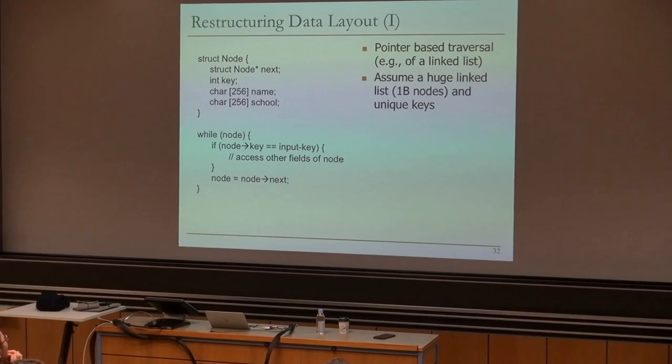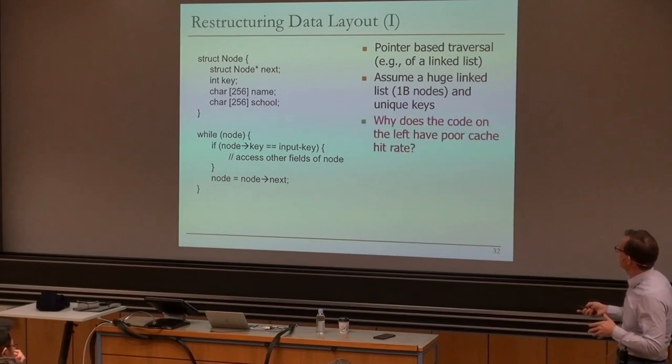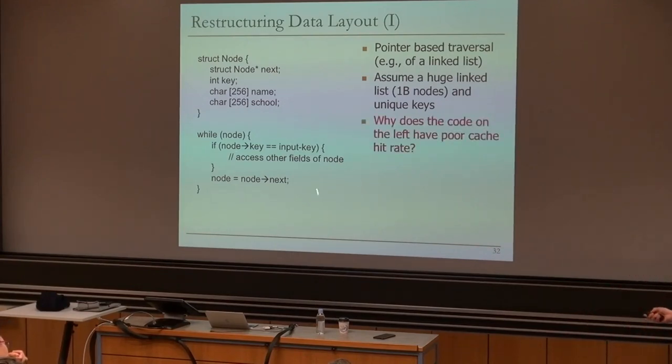Okay, restructuring data layout. Let's talk about this. I like this example a lot. We're not looking at arrays right now, but we have this linked list. Basically, the linked list contains these nodes, let's say a record of students, and we want to search something in that linked list. Let's say it's a huge linked list. Assume a huge linked list with 1 billion nodes, 1 billion students, a bit bigger than ETH probably. And we want to search something. So the key question is, well, this code actually has terrible performance. It has 0% hit rate, and the question is why?